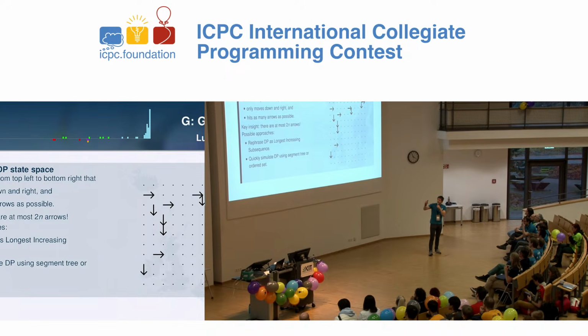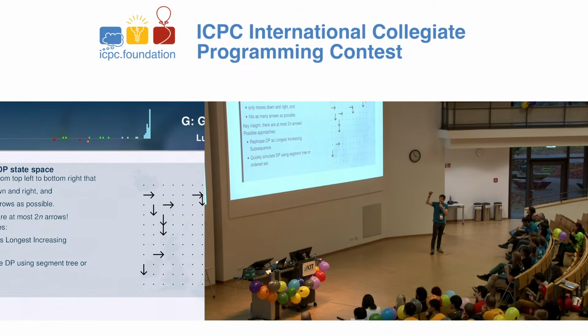You can either derive a longest increasing subsequence problem from this, where you basically just list all the positions of the arrows, or you can simulate the DP very quickly using that there are only few arrows, using something like a segment tree or even just an ordered set. And so this was done by 16 teams, and we have 39 more solutions waiting to be reviewed.